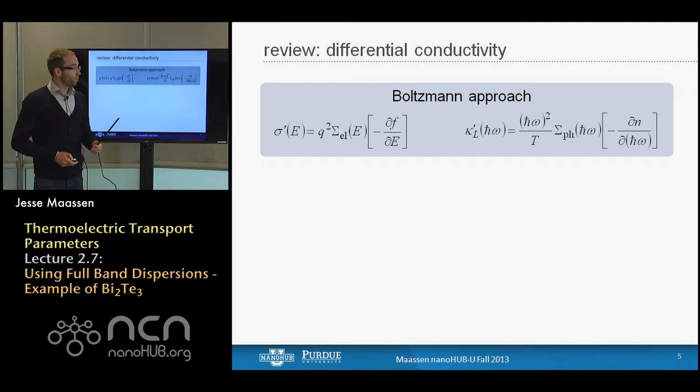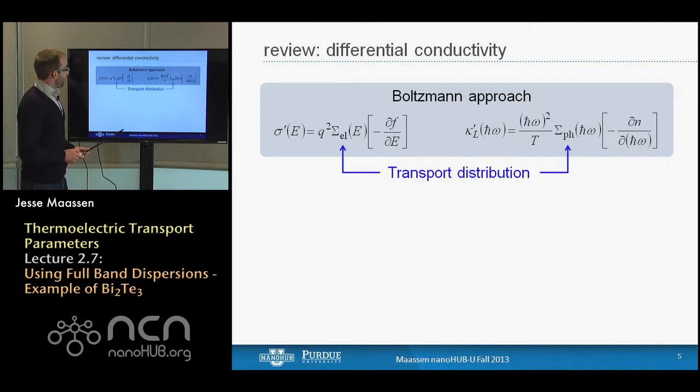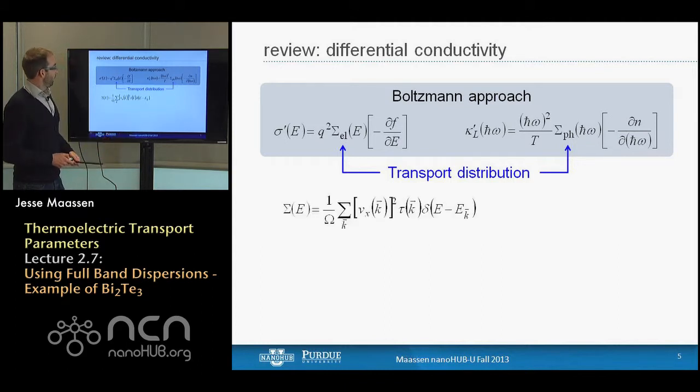Typically, the Boltzmann approach is used for thermoelectric calculations. And we can write both of those differential conductivities here in this way. Essentially, we know everything except for two quantities, which are the so-called transport distributions for electrons and for phonons, which we need to calculate, and those are related to dispersion and scattering effects. Here, generally, we'll write the transport distribution in this manner, which will depend on things like the velocity of the states and the scattering time. Here you see you have a summation over all the k points in the Brillouin zone, and this also includes a delta function.